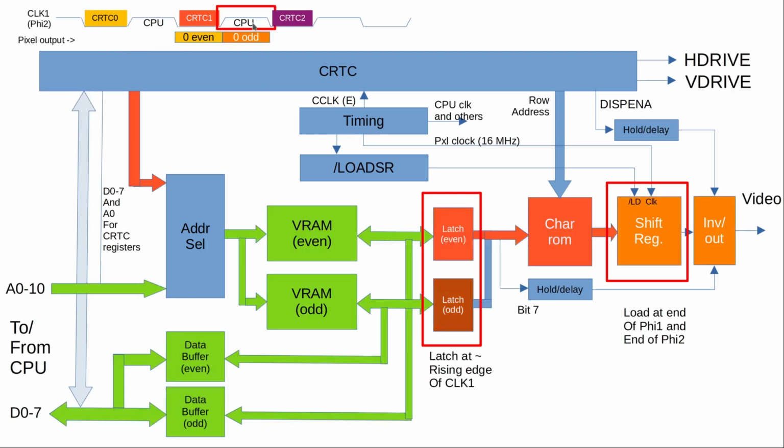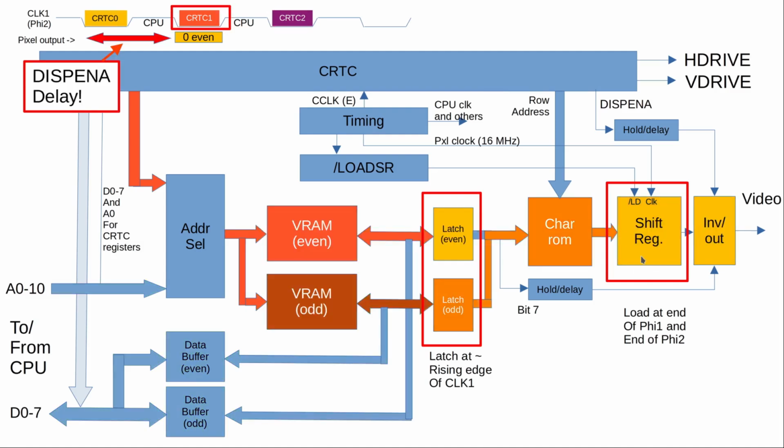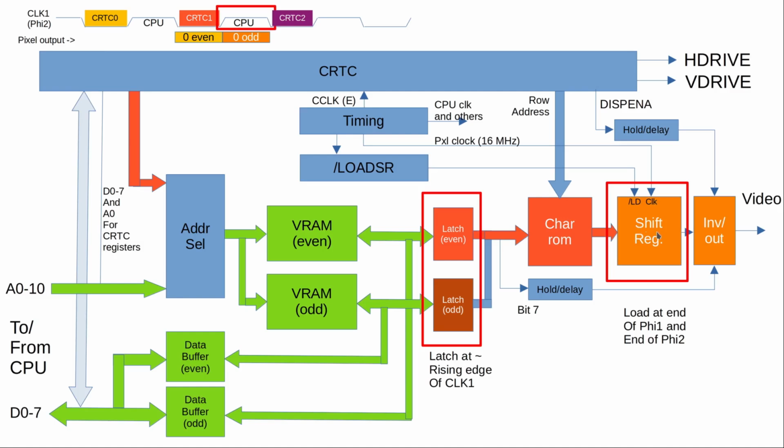Next CPU cycle, again we still have the second address here on the address selector, but the CPU is taking the bus. The latches have the values from the CRTC 1, from the second access. Again, the even data is sent to the character ROM. But in the meantime, as we've seen here, the shift register has taken the pixel value from the character ROM from the previous one. You can see that on the color, and is shifting those out.